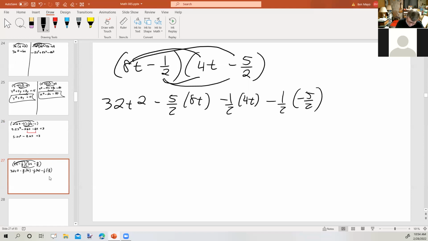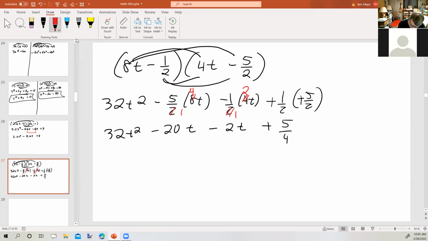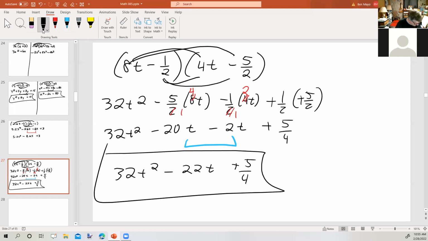All right. So now, 32t squared. The 8 over 2 is 4 over 1, so minus 20t. The 4 over 2 is 2 over 1, so minus 2t. And then plus 5/4, because negative times negative is positive and nothing reduces out. Combining like terms, 32t squared minus 22t plus 5/4.